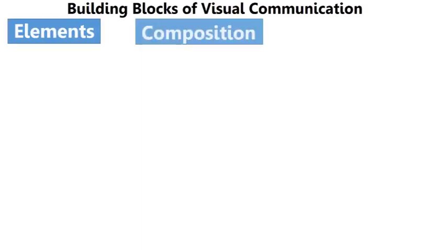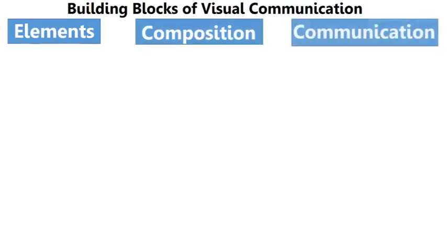And what are the peculiarities? Now, you need to first understand the building blocks for visual communication. And there are three broad building blocks for visual communication. The first is the elements of the visual communication that you are mixing together. And the second is the composition of those elements. How do you combine them? And the third is the resultant exchange of information that you are able to achieve, which is the communication. So in essence, I'm talking about elements, composition, and communication.